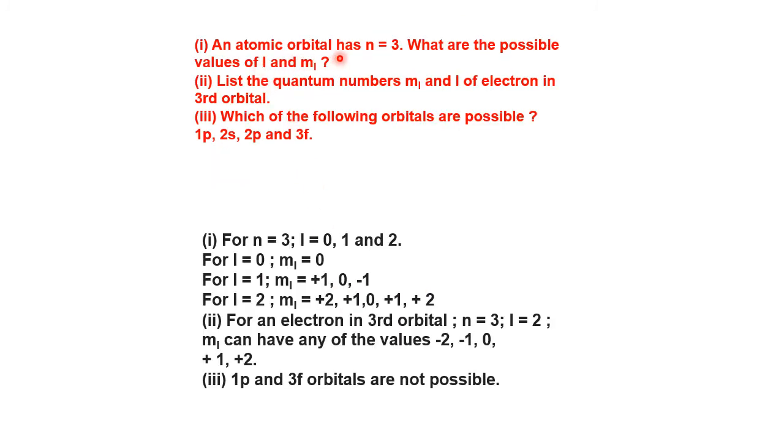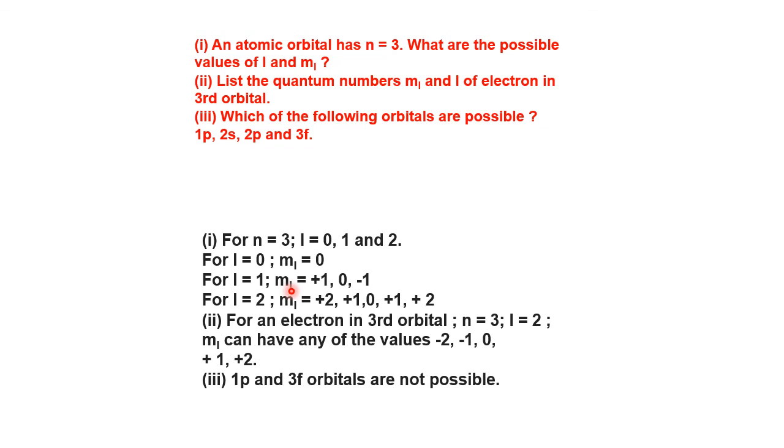An atomic orbital has n equal to 3. What are the possible values of l and m? When n equal to 3, there are 3 values for l, starting from 0: 0, 1, 2. For l equal to 0, what is the m value? It is minus l to plus l, that is minus 0 to plus 0, 0 only. So m equal to 0. That means only one orbital, the s subshell.